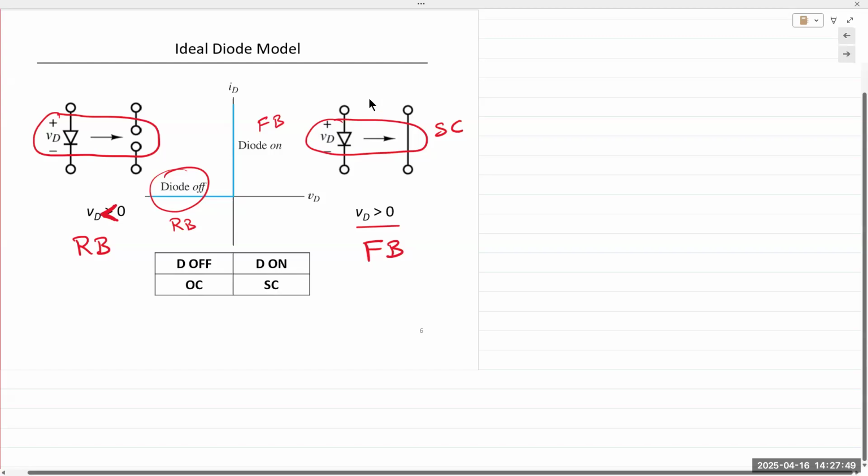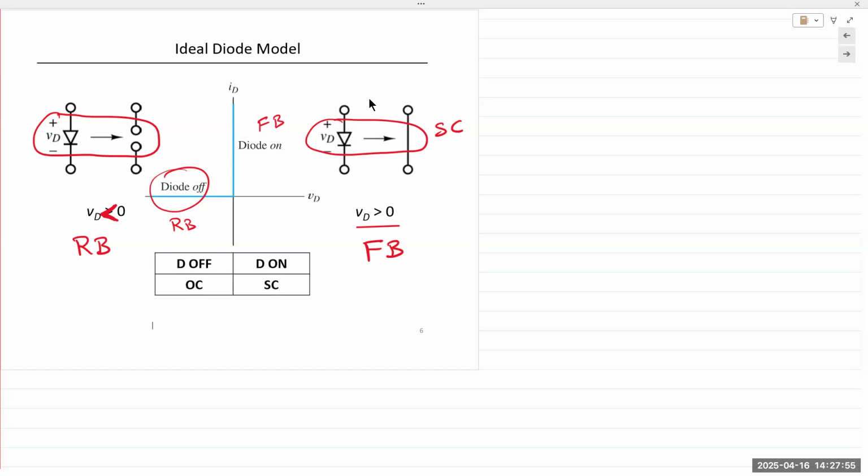So even while explaining things in the lab, it's very useful. Does that make sense? If the diode voltage is positive, greater than 0, then the diode is on, replaced with a short circuit. If it's less than 0, if it's negative, it's reverse bias, it's off, replaced with an open circuit.